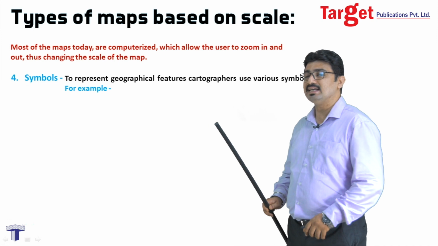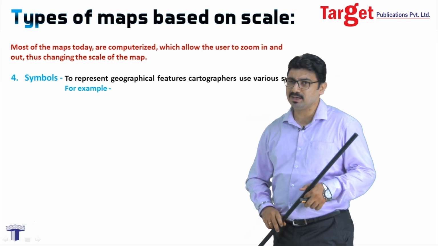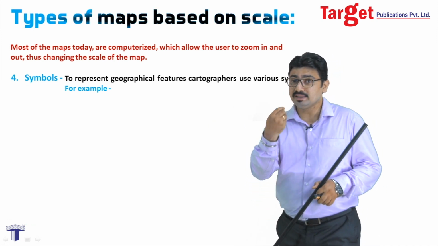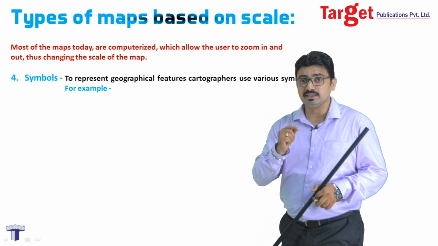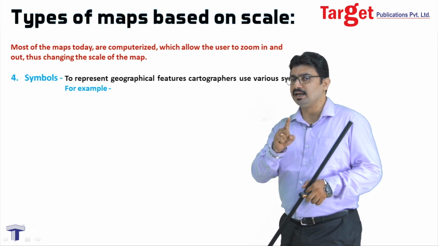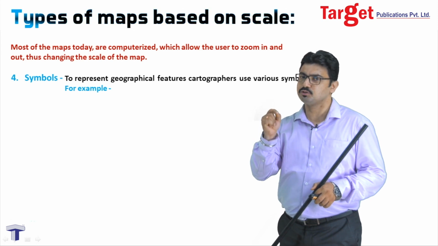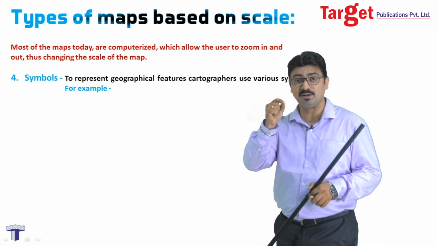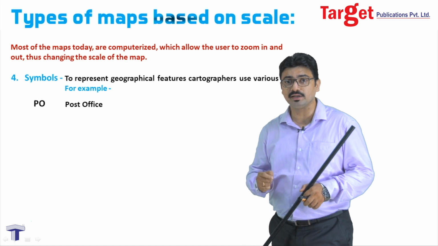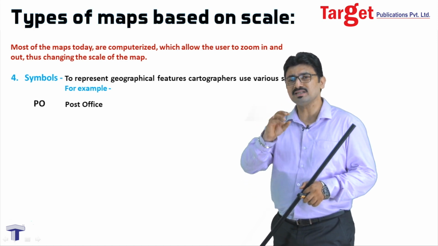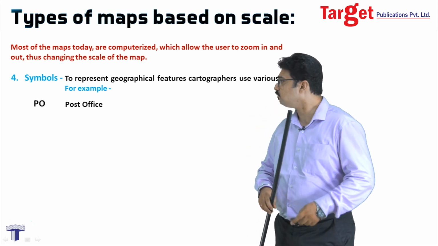So after understanding scale and the different types of maps based on scale, let us move to the next feature, which is symbols. As I said in the beginning, symbols. There are particular symbols for particular features to be shown on the map. These symbols have been pre-decided by some authority. So now let us see what are some typical symbols.